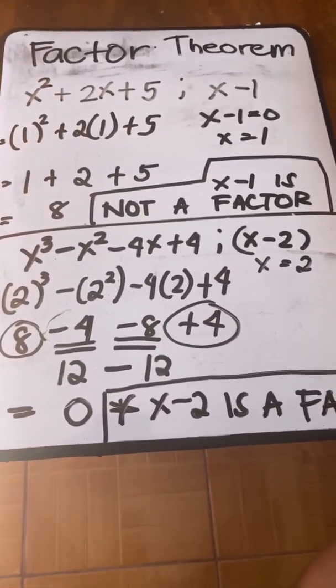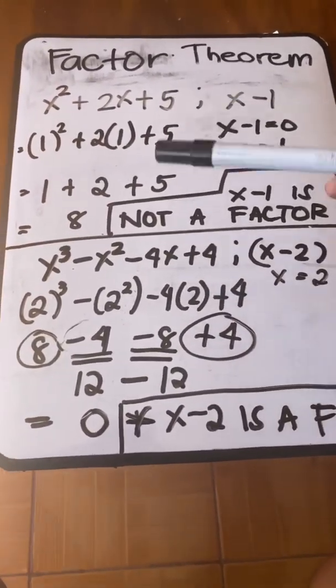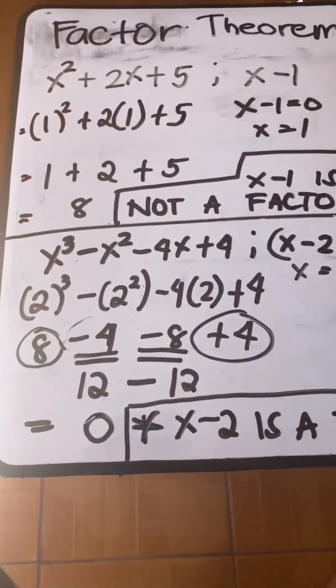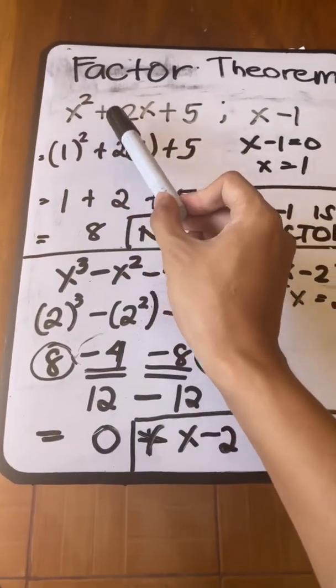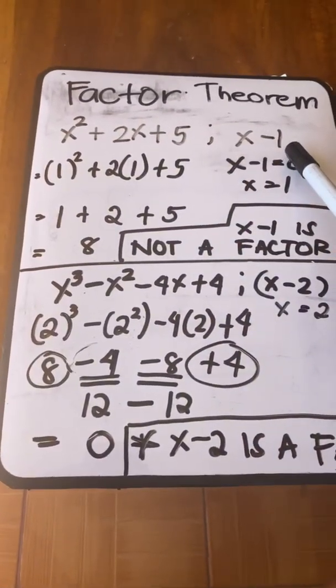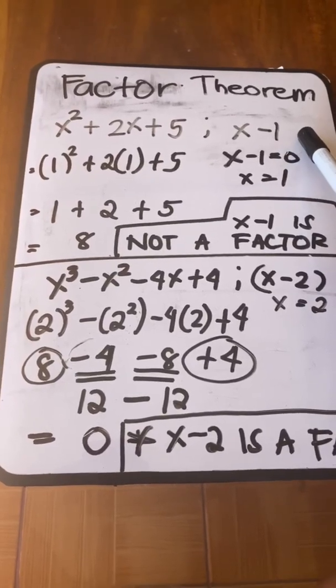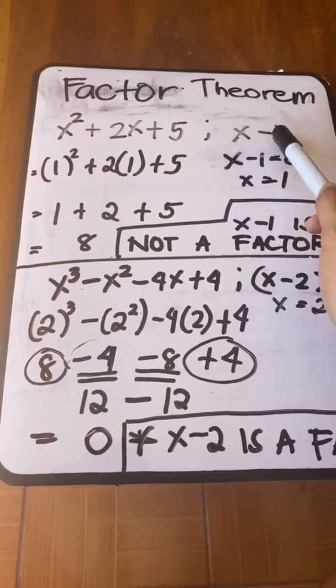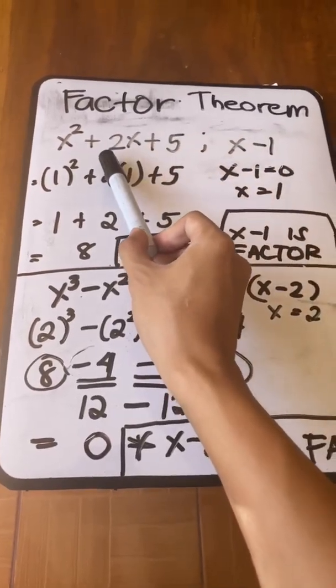Now, so let us try to discuss yung dalawa nating examples dito. Now, so let's start with the first one. So, we have here x squared plus 2x plus 5 and yung divisor natin is x minus 1. So, what we are going to do is, let us try to identify if yung x minus 1 ba is a factor of this polynomial.